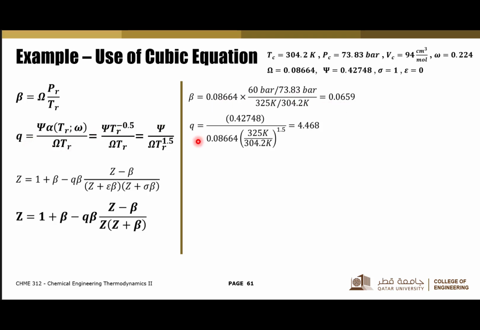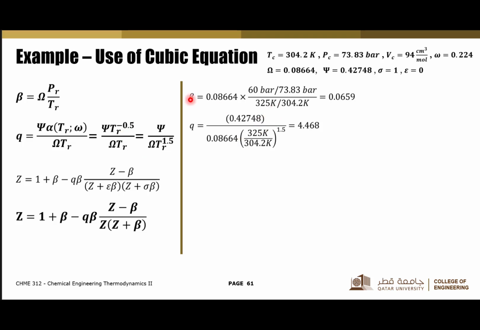Same thing applies for Q. In this case, alpha is what? TR to the power of negative 0.5, divided by TR, so simplifying this, it would be TR to the power of 1.5. Doctor? Yes? Solving for Q, what's between the brackets? This one? Yeah. Alpha is a function of TR and the acentric factor. For RK, it's just this. For SRK, it's a longer equation. For PR, it's a longer equation.